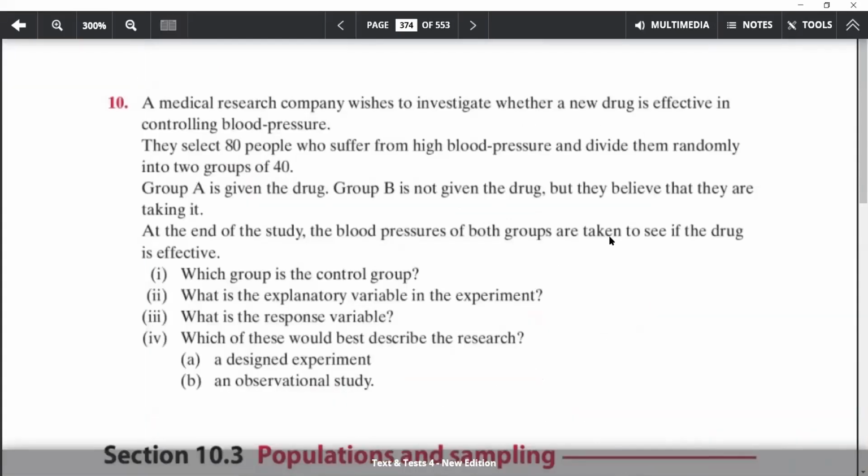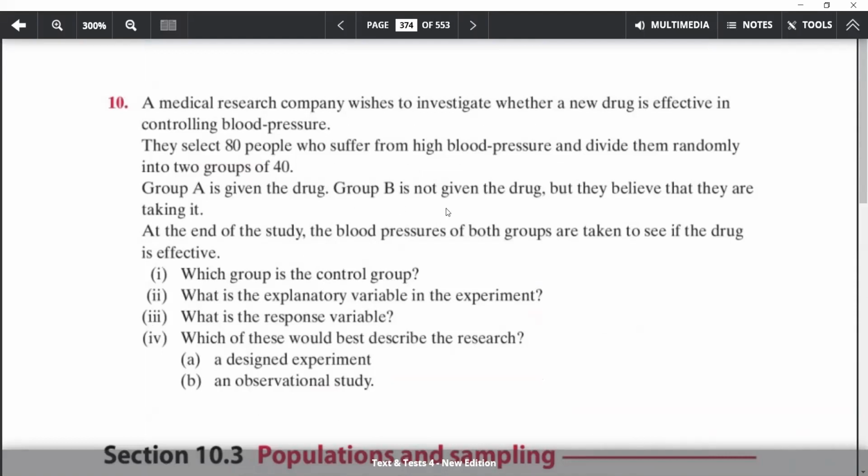We'll wrap up here with question 10. A medical research company wants to investigate whether a new drug is effective in controlling blood pressure. They take 80 people who suffer from high blood pressure, divide them randomly into 2 groups of 40. Group A is given the drug, Group B is not given the drug, but they believe they are taking it. So they're given a sugar pill or a placebo pill. At the end of the study, the blood pressure of both groups are taken to see if the drug is effective. Which group is the control group?